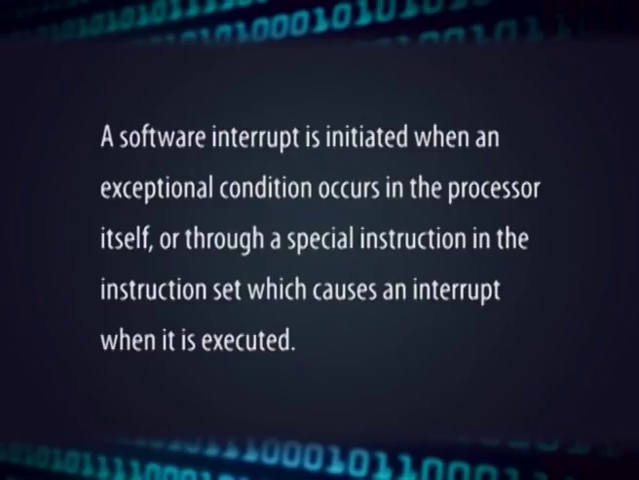The next type of interrupt is a software interrupt. A software interrupt is initiated when an exceptional condition occurs in the processor itself, or through a special instruction in the instruction set which causes an interrupt when it is executed. The exceptional condition occurs in the processor when there are errors during the instruction execution or events that cannot be handled by the program itself.